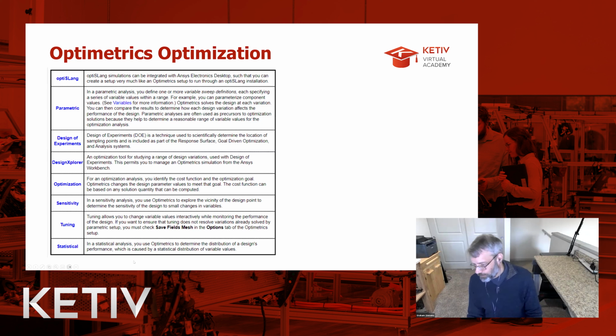There's an optimization tool in the Optimetrics area within HFSS where you can set a cost function, where you say, I want to minimize my cost to get to a certain frequency at a certain dB of my S11, and now we can optimize to that and have the computer change the variables on the fly to try to meet that goal. Tuning we already covered, and then there are some statistical analyses as well. So all of these are different types of analyses that you can run to optimize your antenna as you go.